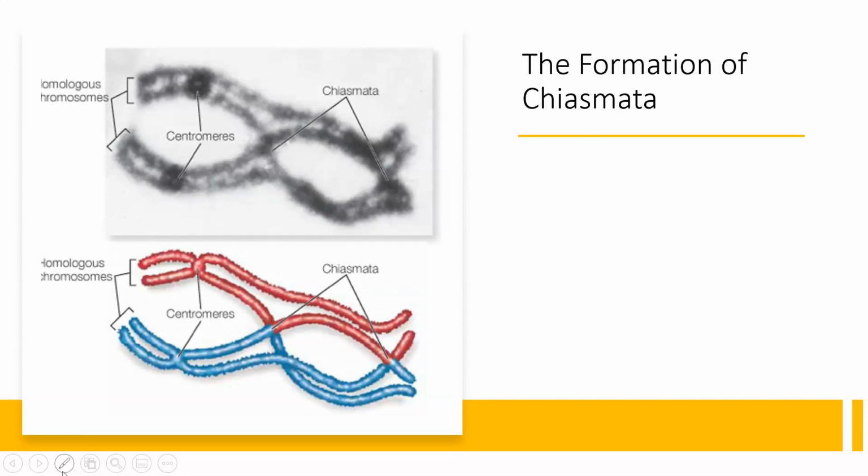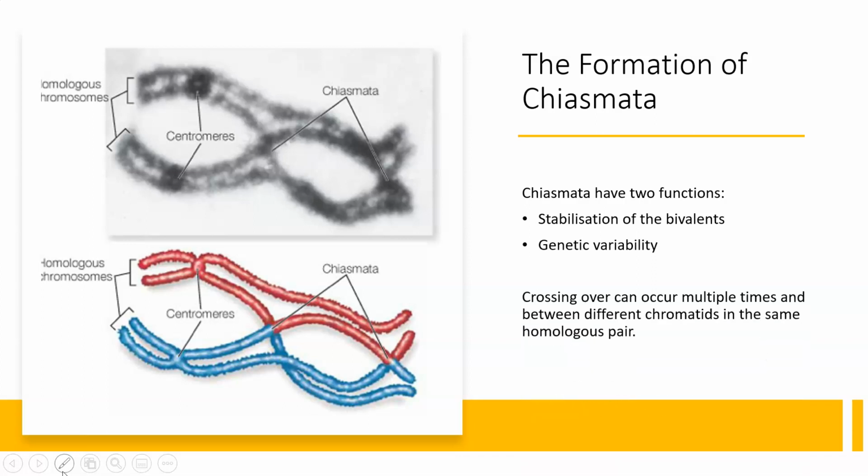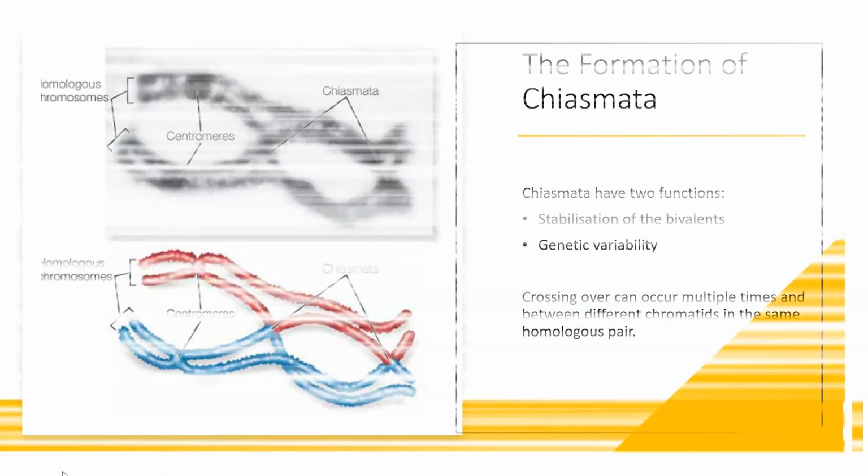Now, crossing over doesn't only occur once necessarily on a chromosome, it can occur at several points, okay? And you can see that here on our diagrams. Now, the chiasmata have 2 functions. One, to stabilize the bivalent, okay? And secondly, for our genetic variability. Crossing over can occur multiple times and between different chromatids in the same homologous pair. So crossing over doesn't necessarily just occur once, as I said just now.